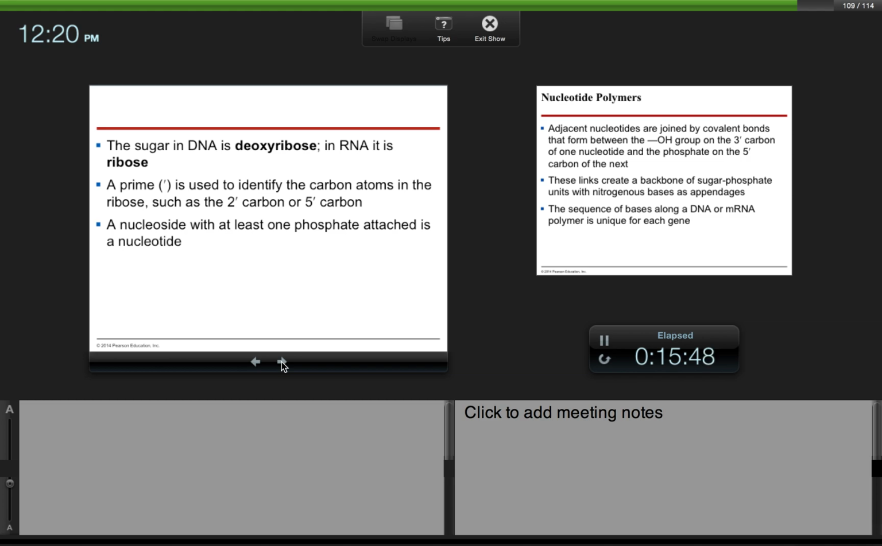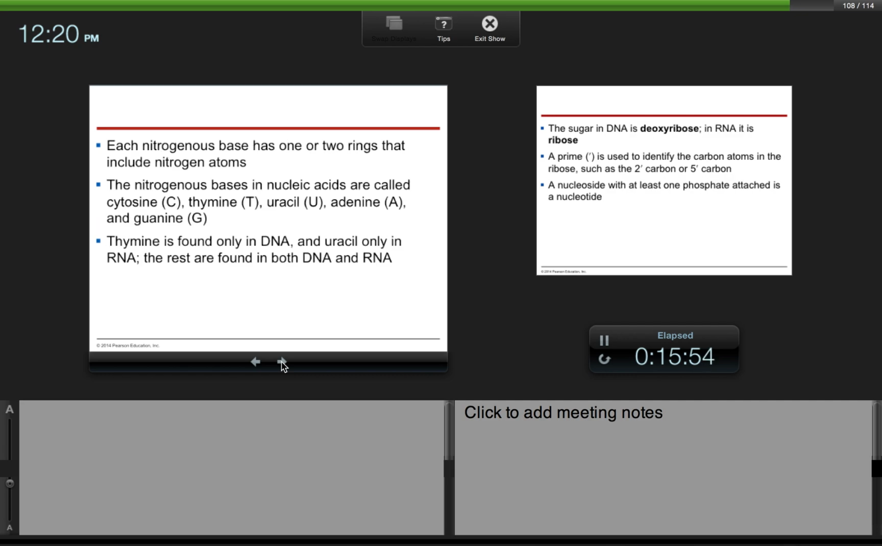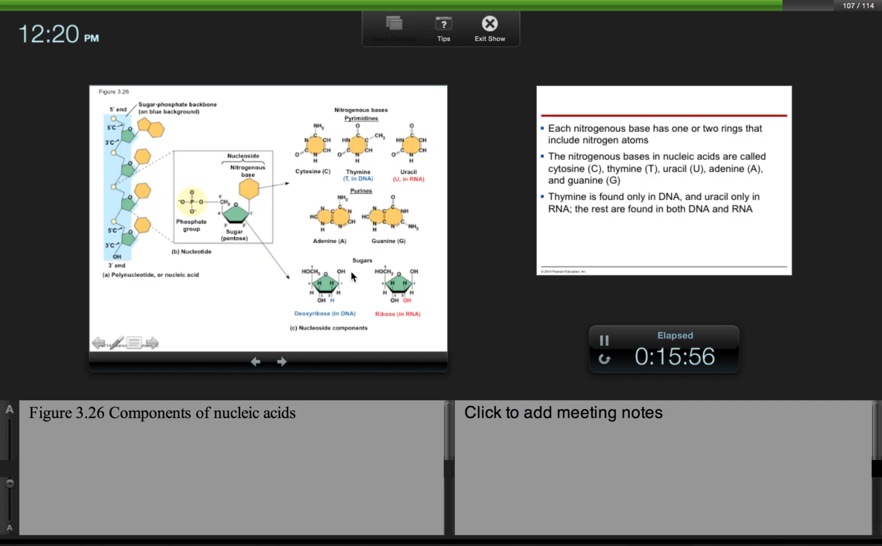A prime is used to identify the carbon atoms in the ribose, such as the 2nd prime carbon or the 5th prime carbon. So remember that when we count the carbons, we always start to the right of the oxygen and we go clockwise. So this is your 1st carbon, 2nd, 3rd, 4th, and your 5th one comes off of the top.